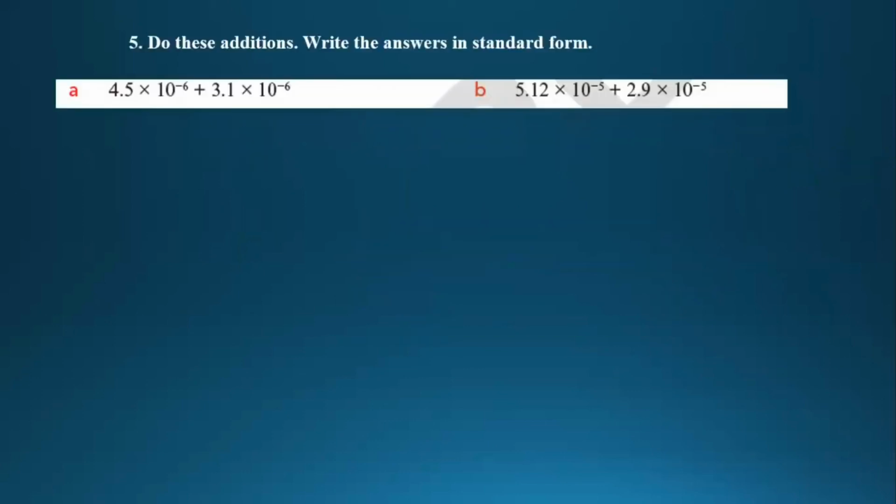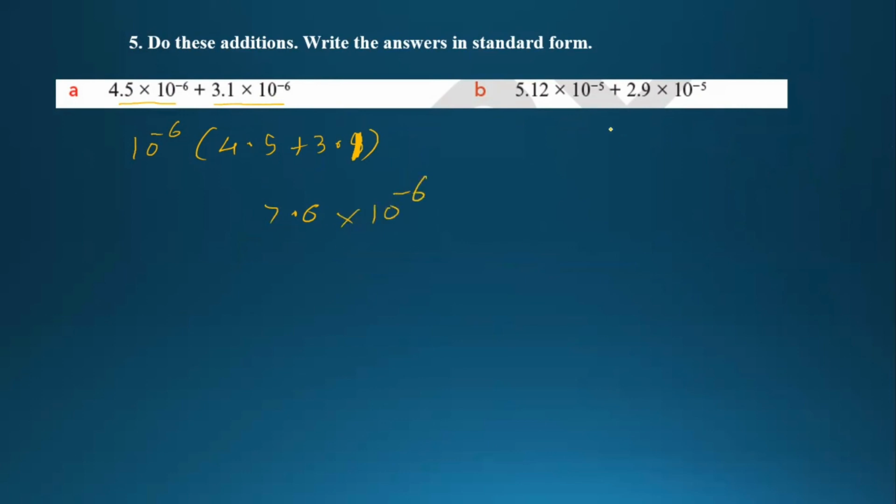Okay, one last question. Do these additions, write the answers in the standard form. Come on, this is the easiest one. So what we can do here, we can take 10 to the power minus 6 common. This is one multiplication fact. We are left with 4.5 plus 3.1. Let us add 4.5 plus 3.1. So 1 plus 5 is 6, and 4 plus 3 is 7. So we get 7.6 multiplied by 10 to the power minus 6.